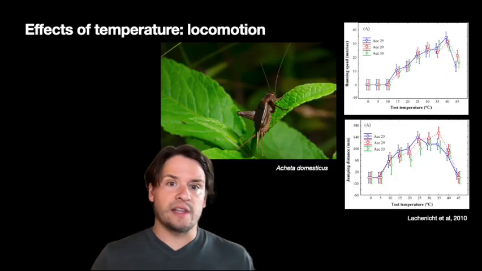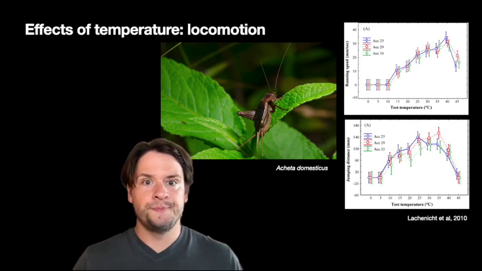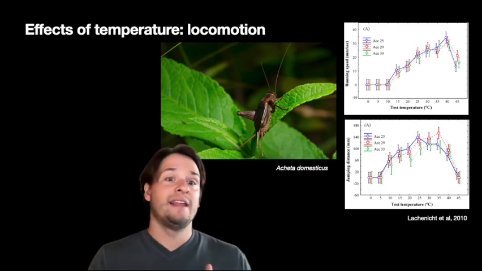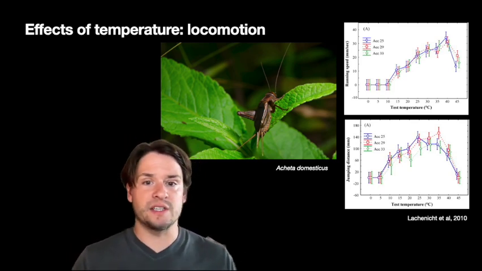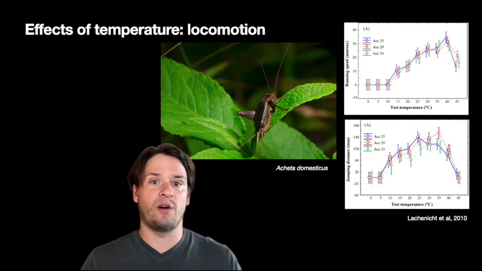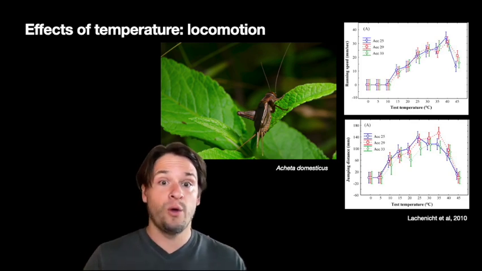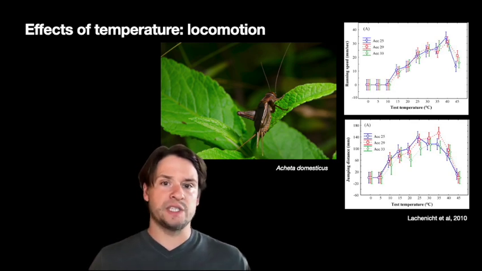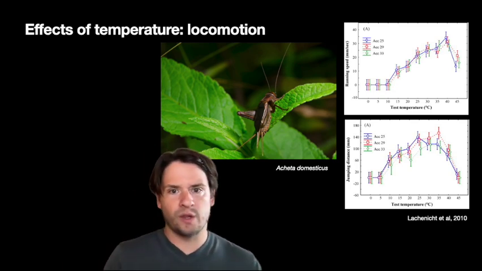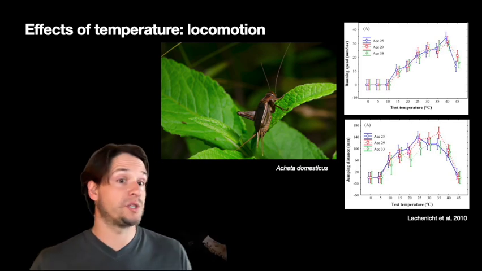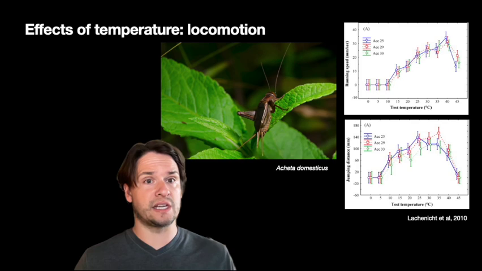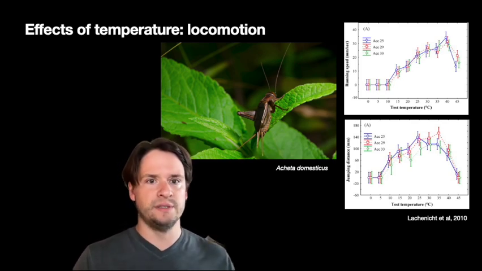Similarly, if we look at things like overall locomotion, this is from a relatively recent study that documented the effects of air temperature on things like running speed on the top or jumping performance on the bottom. Again, we see there are slightly different thermal optima between these two behaviors, but in general we see this sort of steady curve where at low and high temperatures we see declines of performance and an intermediate temperature that is optimal.